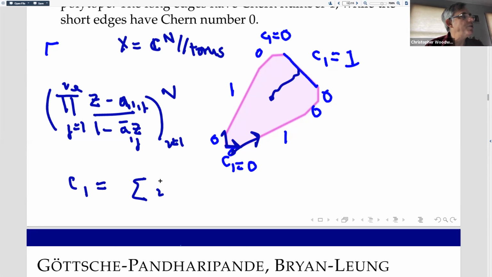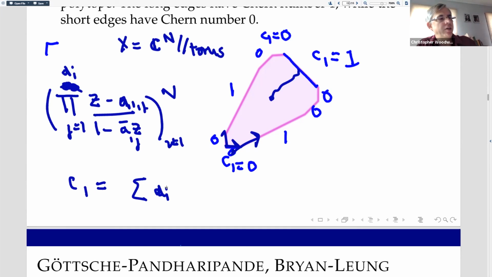Is that what I called it? J. J equals 1. I need some other notation here. J equals 1 to, usually these are called D sub i's. Okay, so then the Chern number is just the number of factors in this expression.